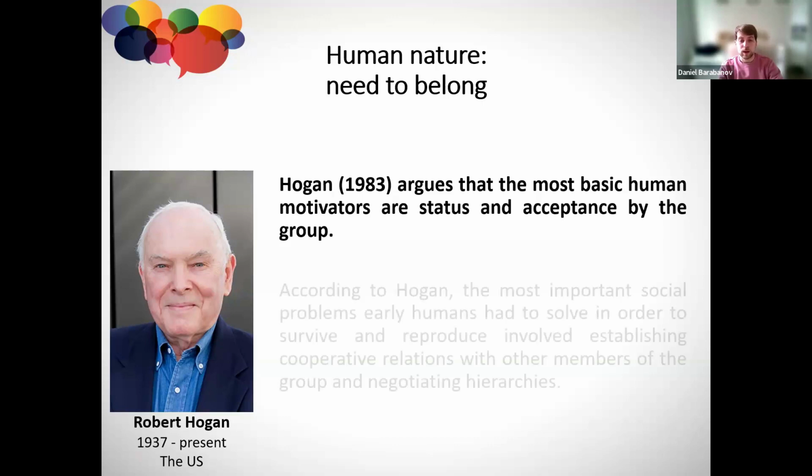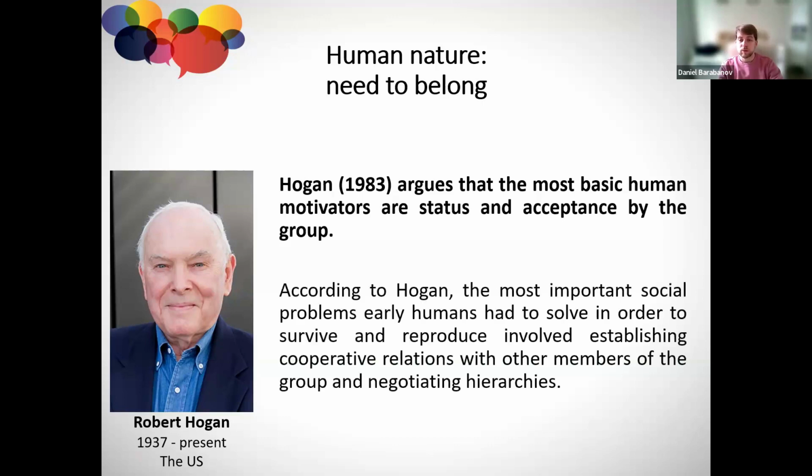their tribe. So according to Hogan, the most important social problems early people, early humans, had to solve were establishing cooperative relationships with other group members and negotiating a certain type of hierarchy.